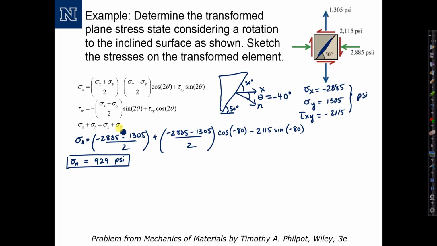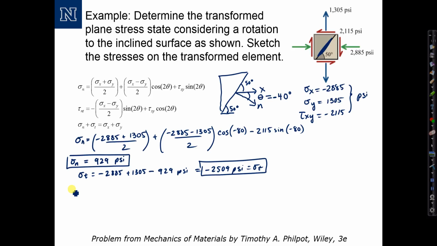Okay, sigma t we can get from this equation right here. Sigma t is equal to sigma x plus sigma y, negative 2885 plus 1305, minus sigma n, minus 929 psi, and that computes to negative 2509 psi. This one's going to be sigma t.